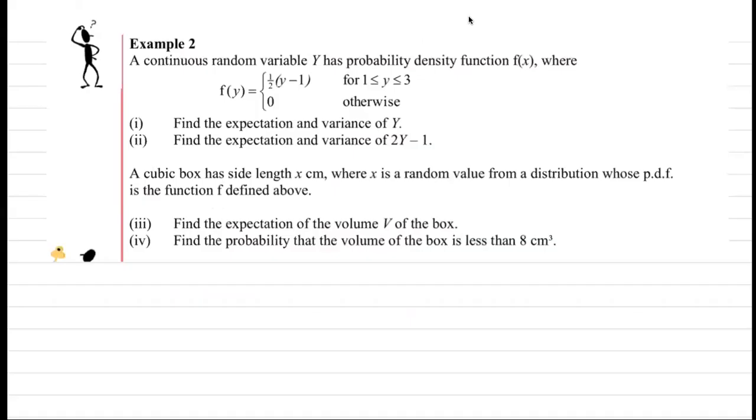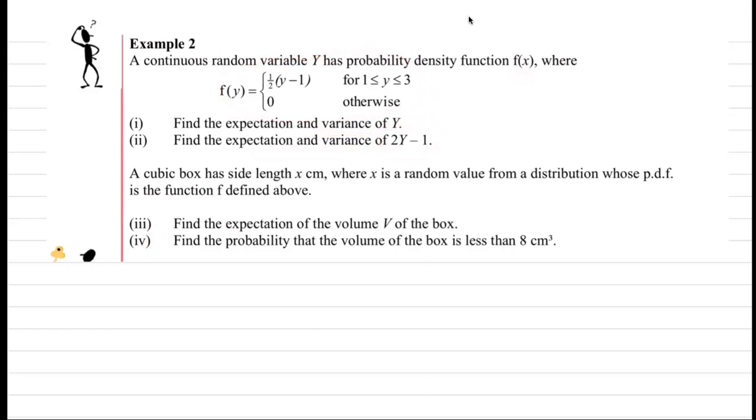Now, you can look at this sum. If we read the sum, a random variable y has a probability density function f(x) that is written in this way. Find the expectation and variance of y, and find the expectation and variance of 2y minus 1. Then we'll be moving to parts 3 and 4 later. First of all, let us do parts 1 and 2.